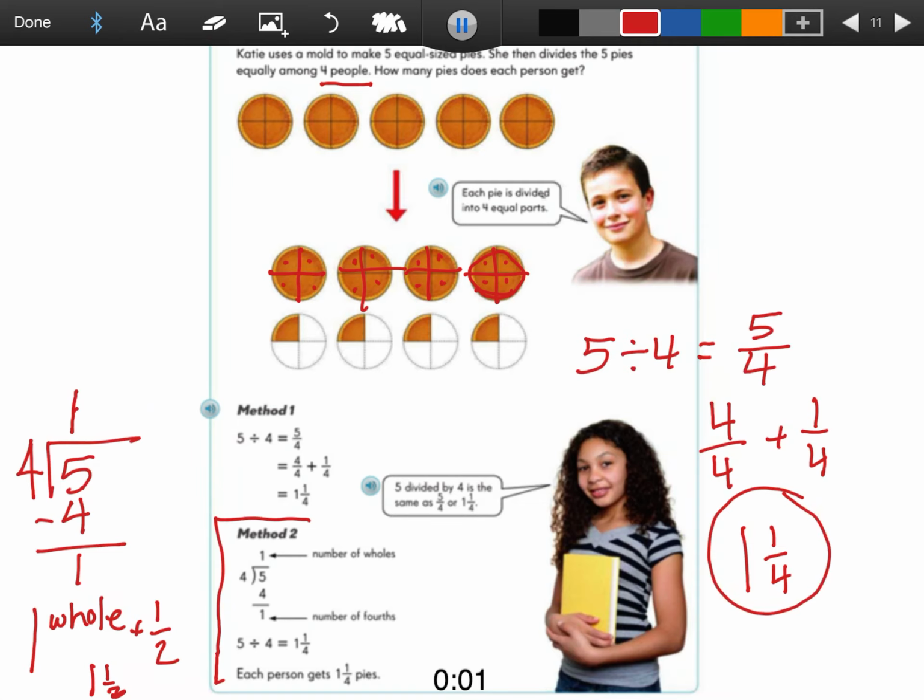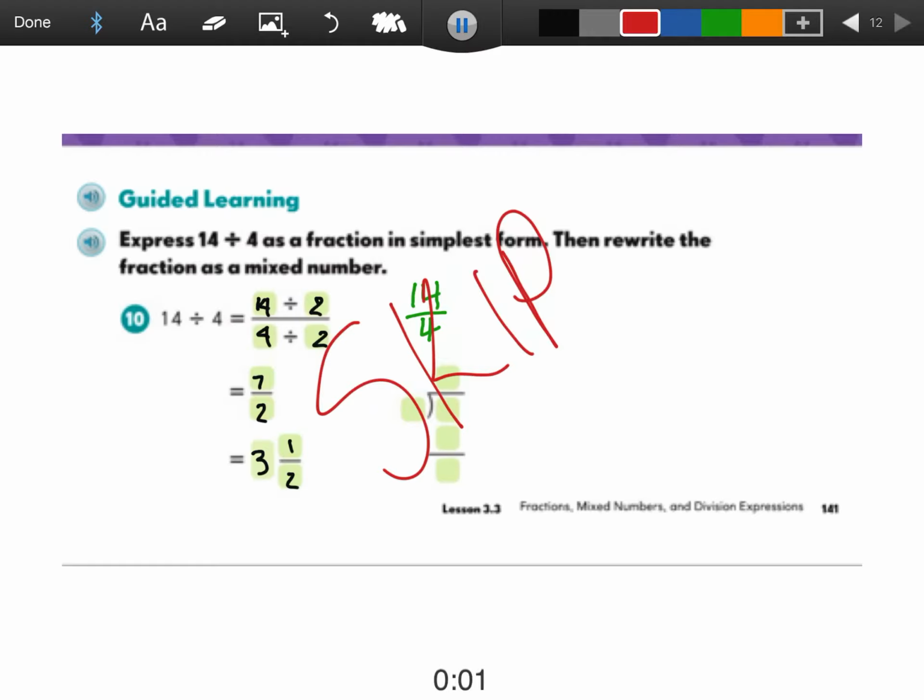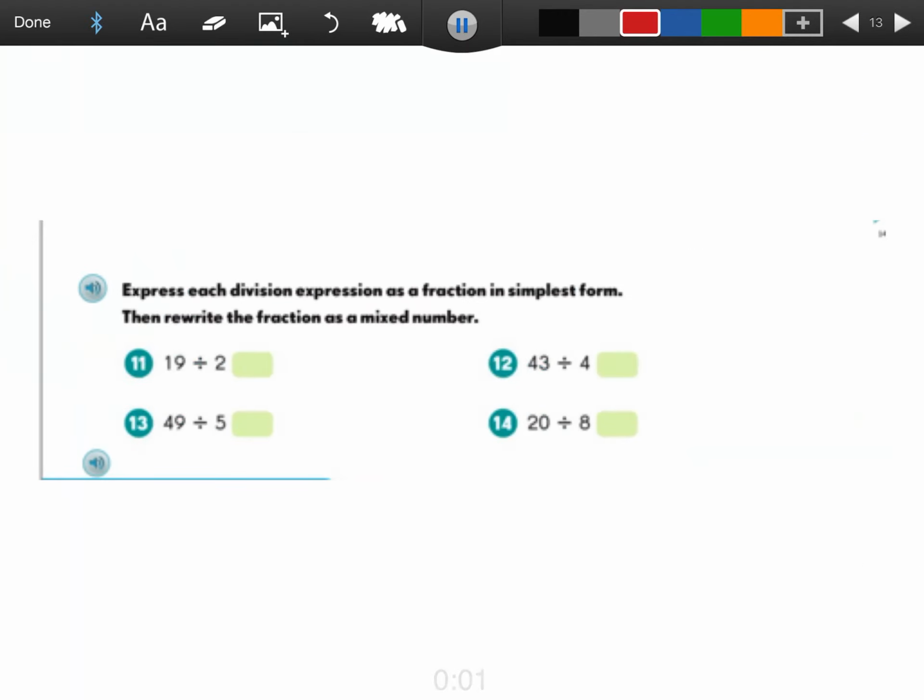Oops, that didn't show up on the bottom of the page. Okay, here we go. We're going to skip this example because the textbook made a mistake and put division symbols instead of addition symbols. So we're just going to do this one. Express each division expression as a fraction in simplest form, and then rewrite the fraction as a mixed number.